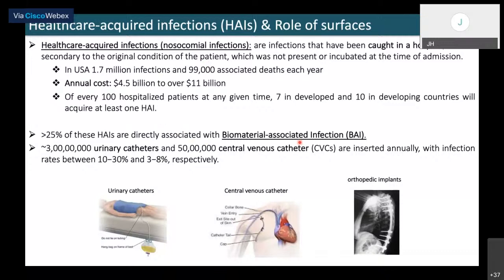There are many kinds of catheters, for example urinary catheters or central venous catheters, or different orthopedic implants, and many other biomaterials that doctors use for patients for various purposes. A huge number of urinary and central venous catheters are used, and they are prone to infection, because when the doctor puts them in during the operation, the hospital is full of bacteria. If these bacteria get deposited there, they start growing on this type of device, this type of catheter. Once that happens, we say they form a biofilm.